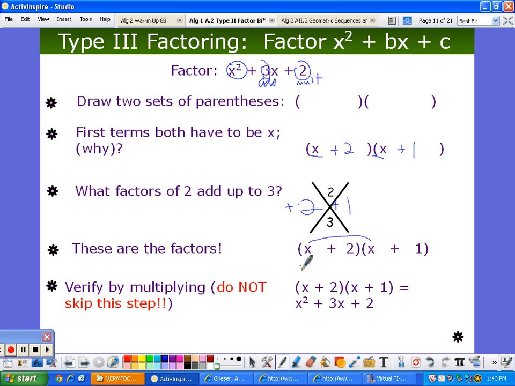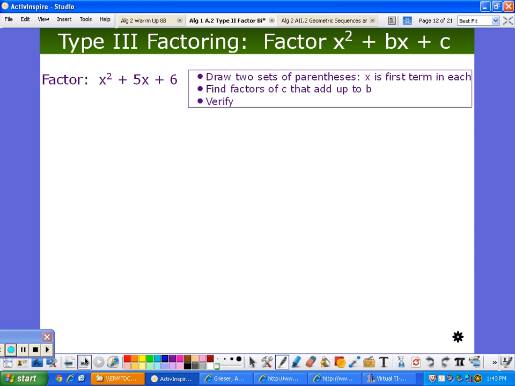Verify, multiply back. Combine your like terms. Did I get the same thing I started with? Yeah. No fuss, no muss. That's how you do it. I'm trying to do them real quickly here.